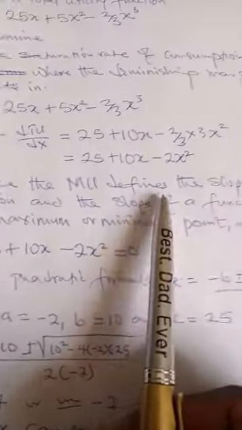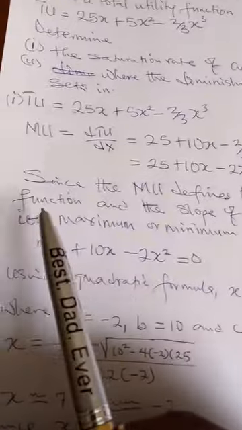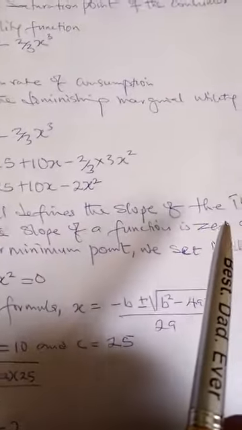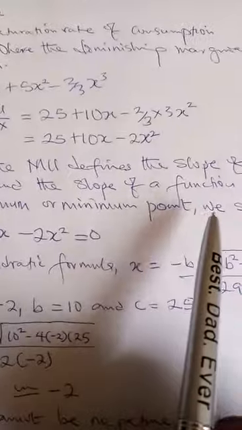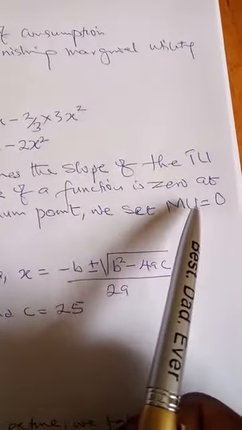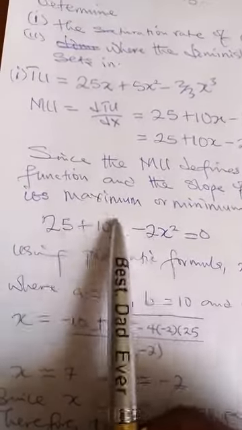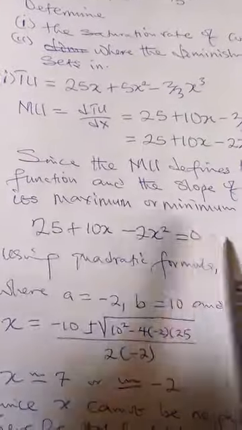Since the marginal utility defines the slope of the total utility function, and the slope of a function is 0 at its maximum or minimum point, what this means is that we set the marginal utility equal to 0. So we set what we got earlier as our marginal utility equal to 0.